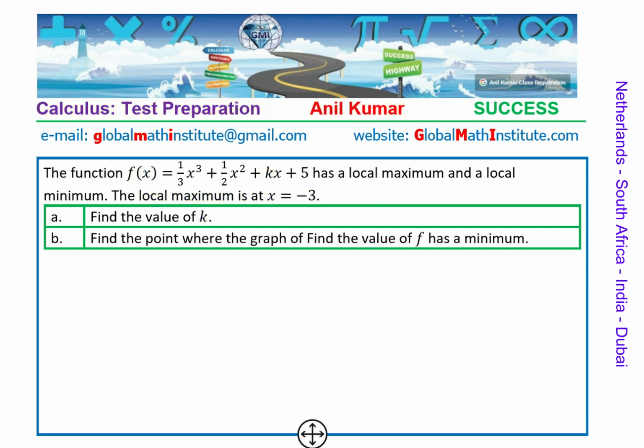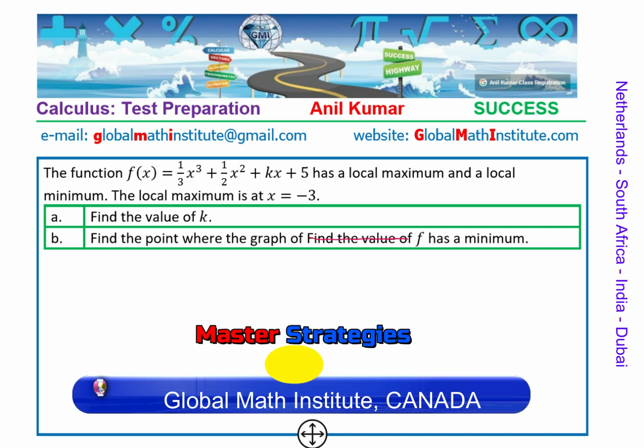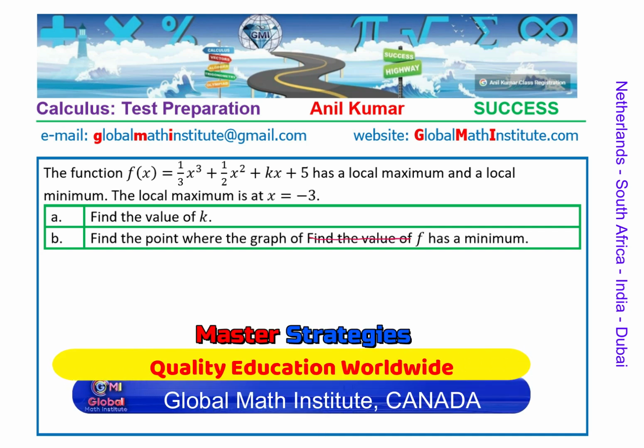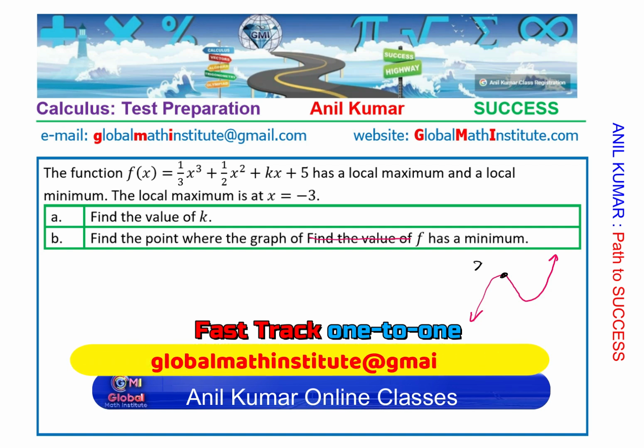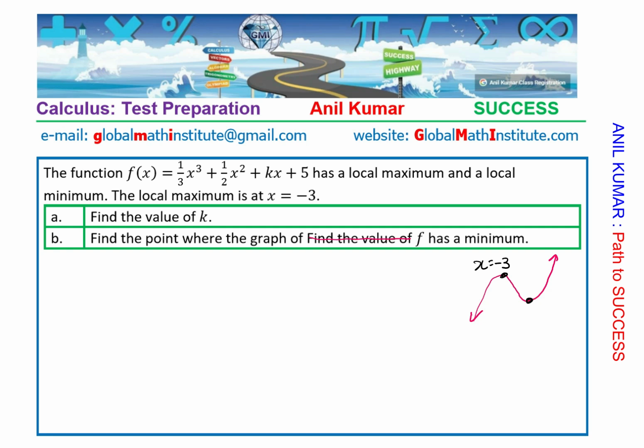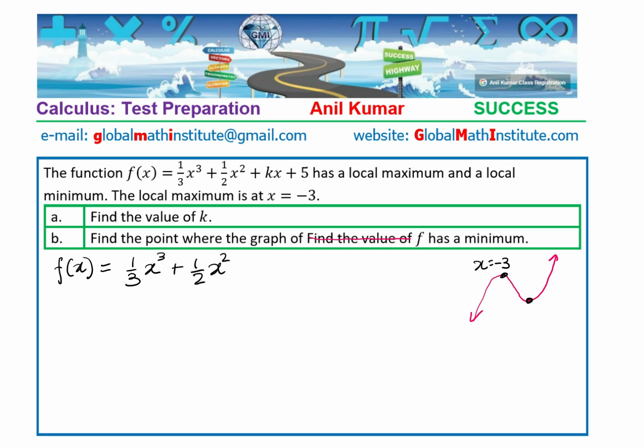So we need to find the point where the graph of f has a minimum, right? This is a cubic function, positive leading coefficient. So something like this, right? So we already know that this point where it was a maximum, it was at x equals minus 3. We need to now find the point where it was minimum. So what we can do here is again find the derivative. We could use the derivative found earlier also. So let me rewrite the function once again. So we have the function as, k is minus 6. Now we know it, right?